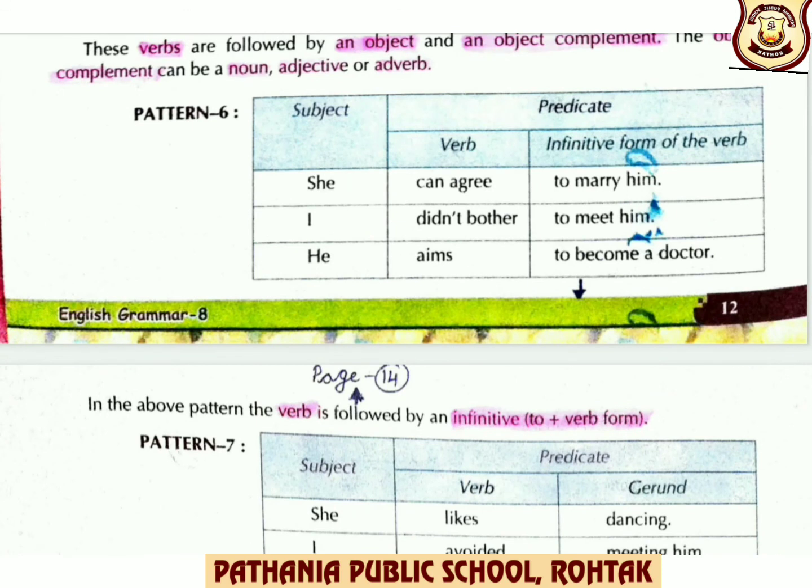She can agree to marry him. Subject she, verb can agree, infinitive form of the verb, that is to plus base form of the verb, here to marry him. Next example, I didn't bother to meet him. I subject, didn't bother verb, infinitive form of the verb to meet him.